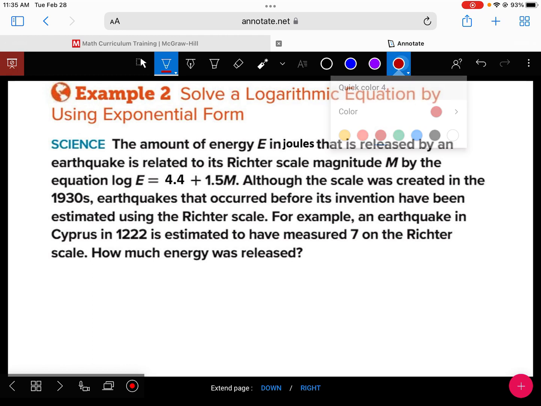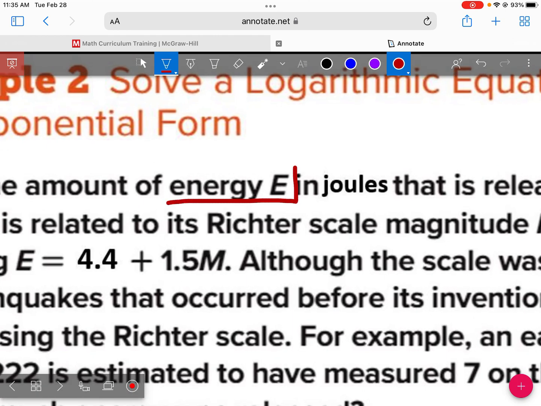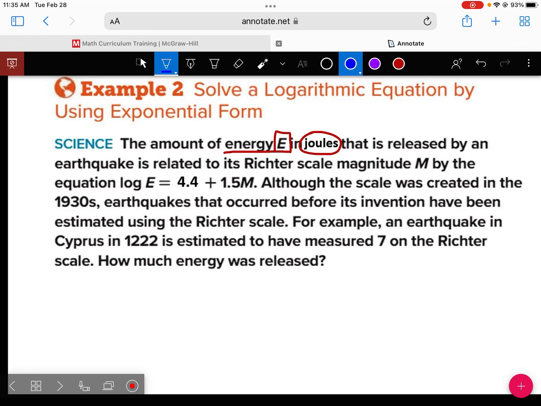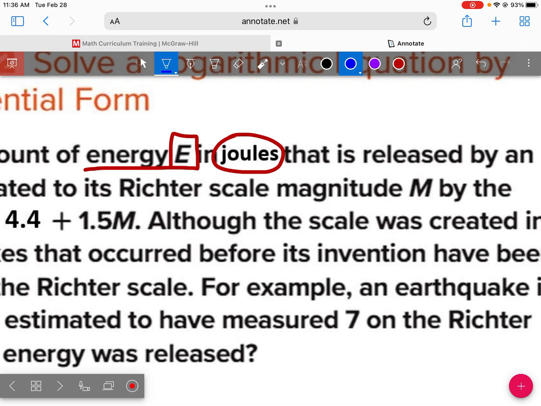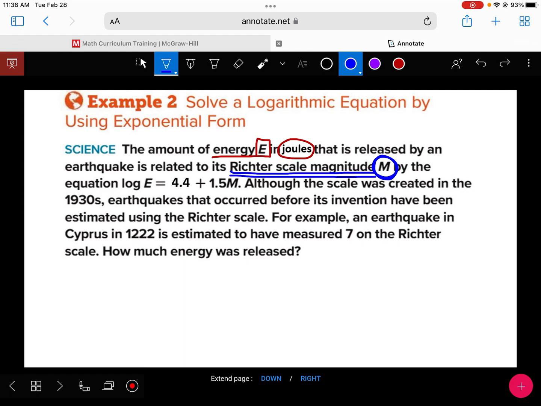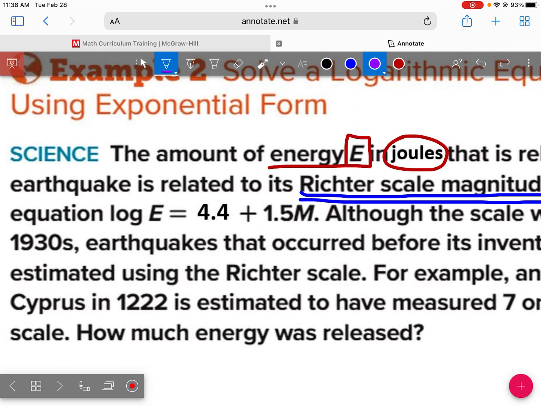What variable are they using to mean the amount of energy? E. Energy, E. And what units are they using for E? Joules. What variable are they using for magnitude? M. This is Richter scale magnitude. They use M for that. Here is the equation that relates the amount of energy to the Richter scale magnitude.